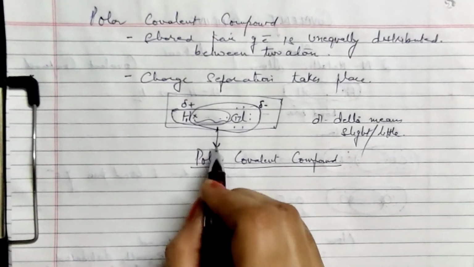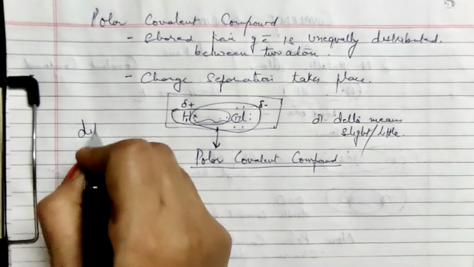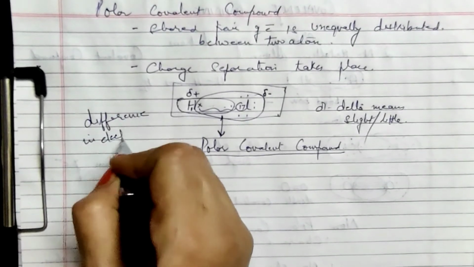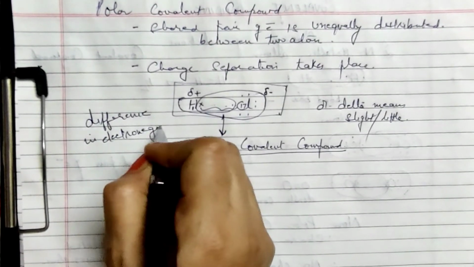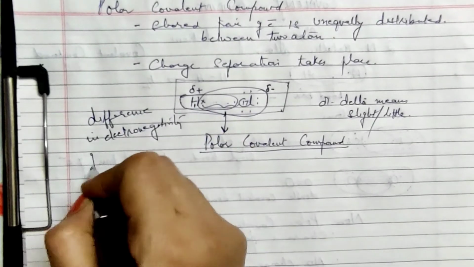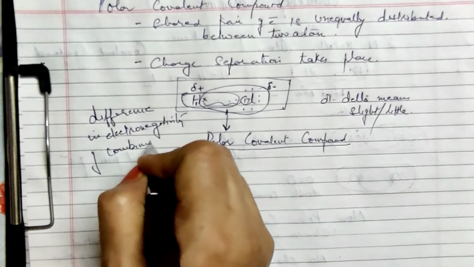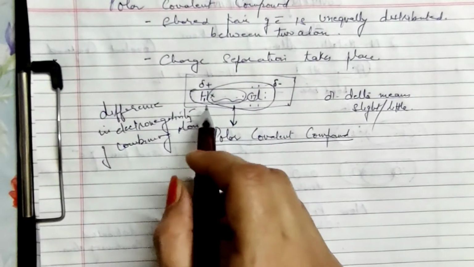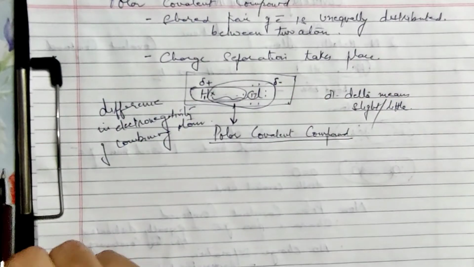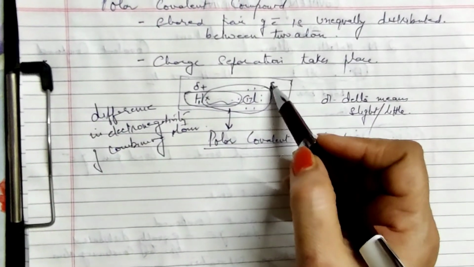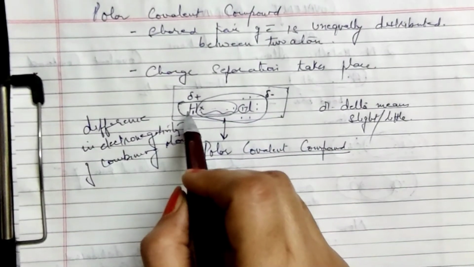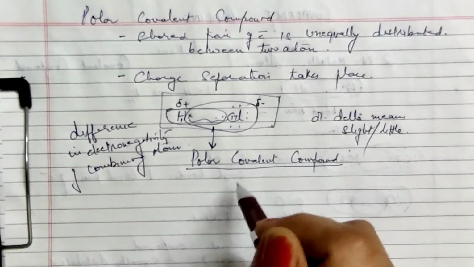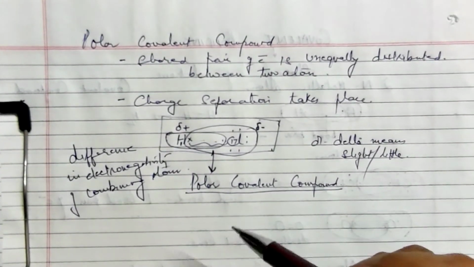So the polarity has developed because of the difference in electronegativity of the combining atoms. I hope you remember what is electronegativity. Here chlorine is more electronegative than hydrogen, so it pulls the shared pair of electrons more towards itself, getting itself slightly negatively charged, making the other end slightly positively charged, forming a polar covalent compound. Alright, so this is how polar covalent compounds are formed.